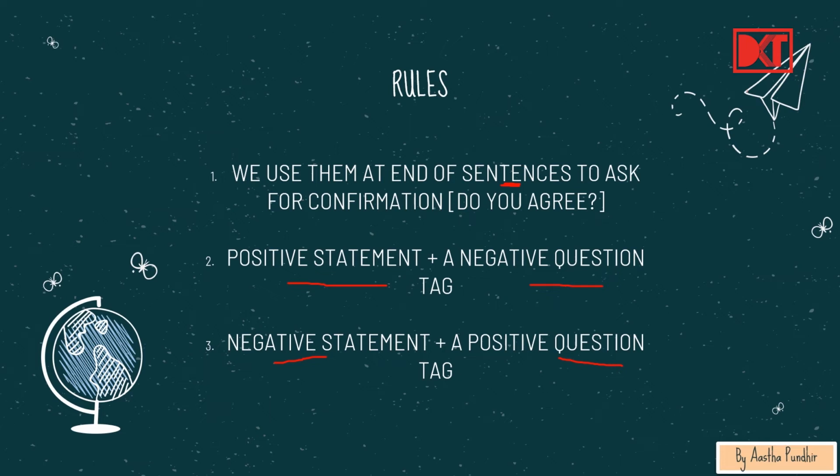So here, remember that we use them at the end of these sentences to ask for a certain confirmation. Like I just gave you the example of, I don't look good in this dress. Do I? So do I? It is like asking the person in front of me for a confirmation. Like, do you agree? Okay. Then for a positive statement, we use a negative question tag, and for a negative statement, we use a positive question tag. Alright.